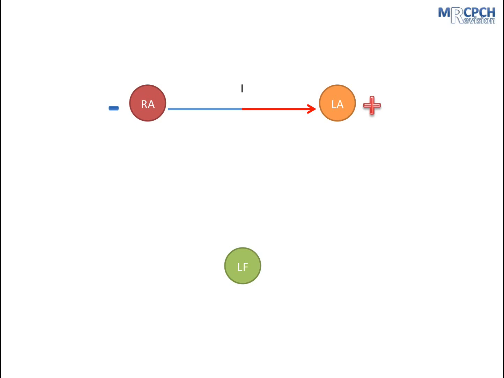Next, let's consider the electricity that's flowing towards the left foot. So we'll assign the left foot as the positive electrode. The right arm is already the negative electrode. So to detect this flow, we simply take the signal detected in the left foot and subtract from it the signal detected in the right arm. This gives us lead 2.